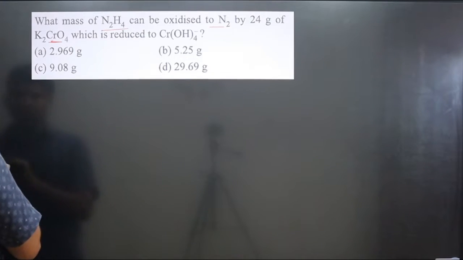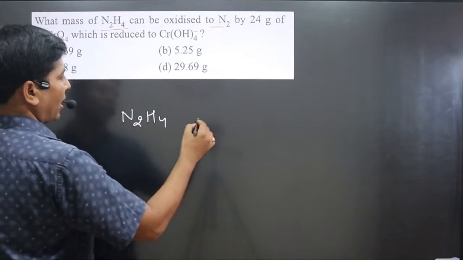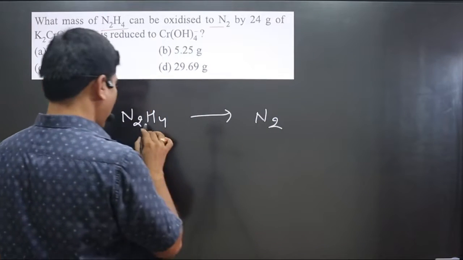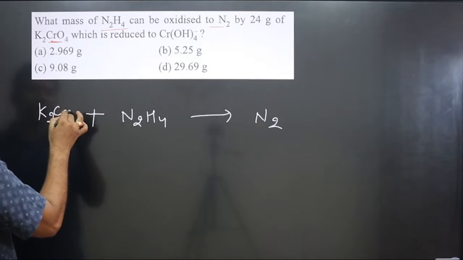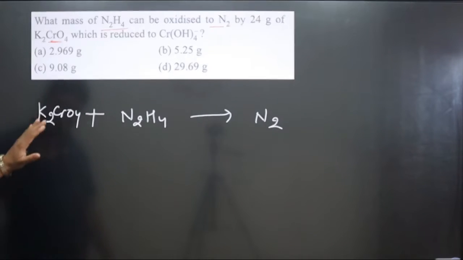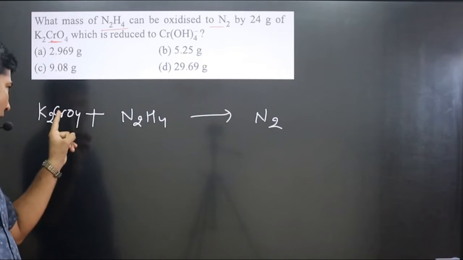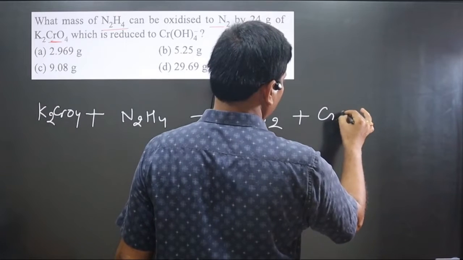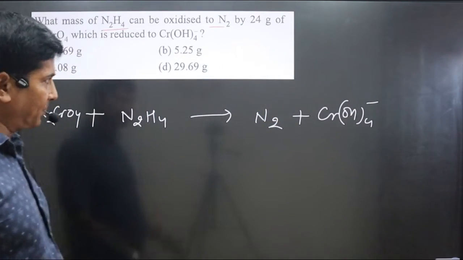We have N2H4. N2H4 is undergoing an oxidation reaction converting into nitrogen gas, and this is oxidized by K2CrO4. K2CrO4 oxidizes N2H4 converting into N2, and it itself undergoes a reduction reaction converting into Cr(OH)4 minus. Very interesting. The reaction is ready.